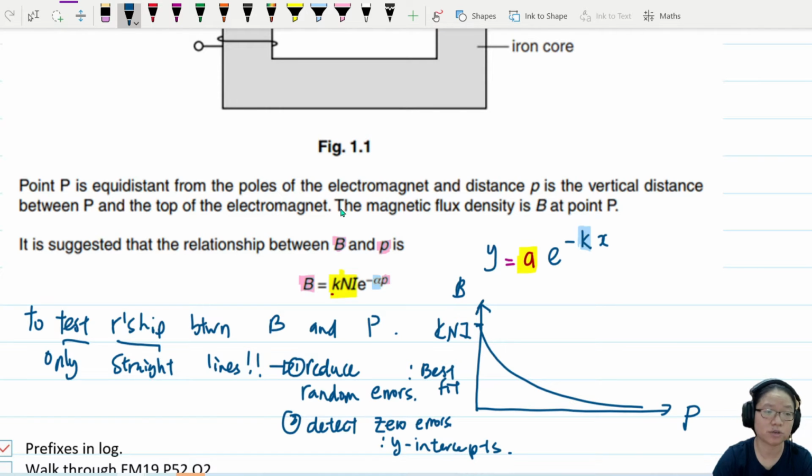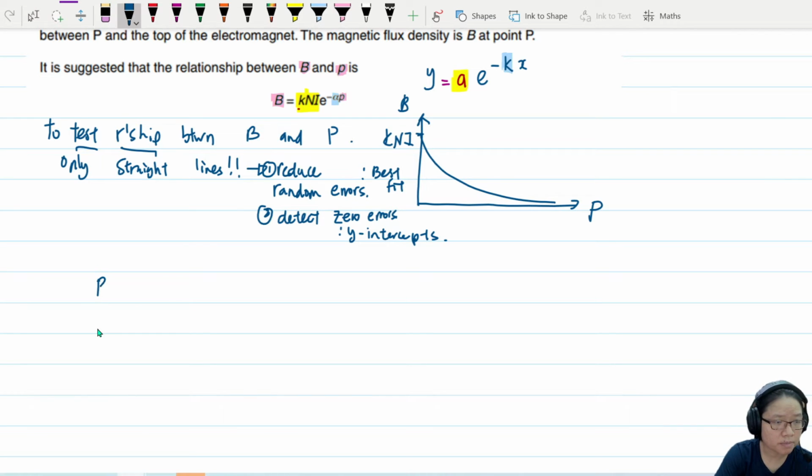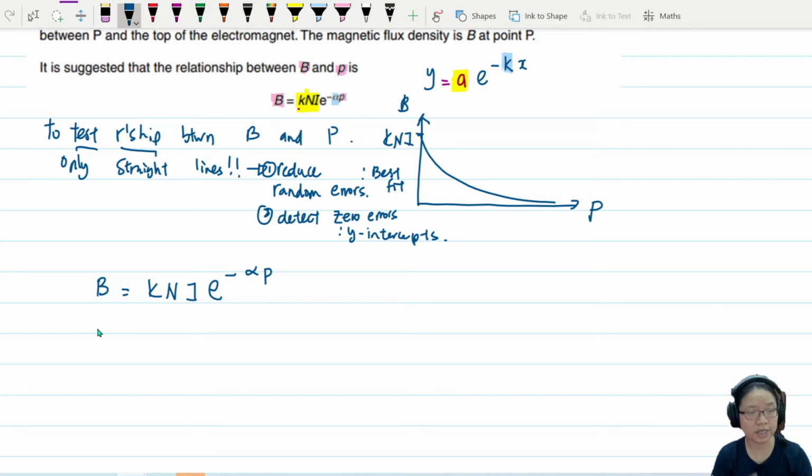But how do we linearize? Well, you look at this equation and we're going to proceed from there. So here is how we linearize. I copy the equation first: B equals k n I e to the power of negative alpha p. When you linearize, you've got two choices. Option 1, you take log. Option 2, you take ln.